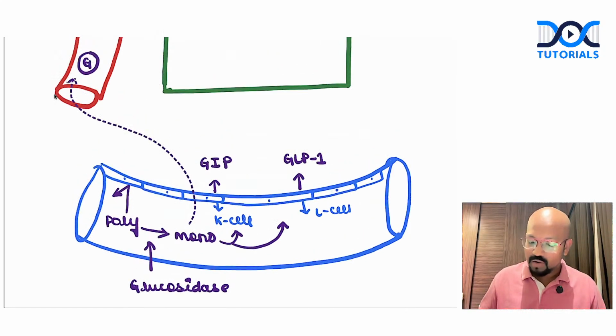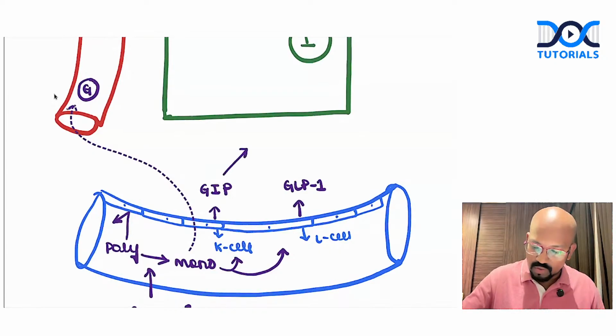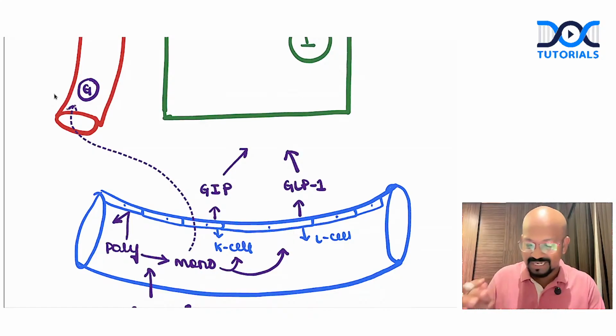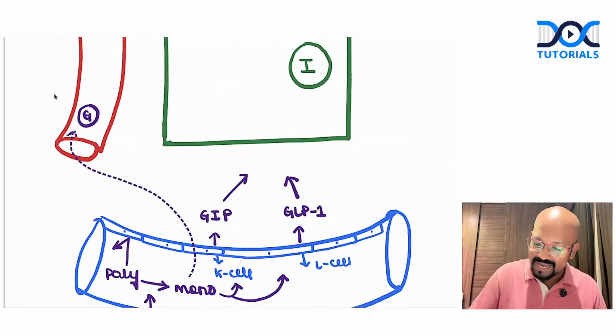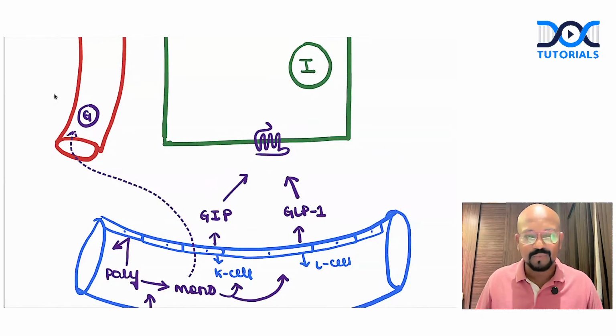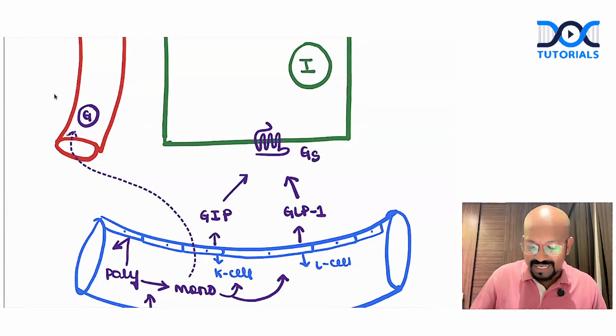So be it GIP or GLP, this molecule is going to bind with its own receptor on the surface of the beta cells of the pancreas. Here we have a receptor: 1, 2, 3, 4, 5, 6, 7, which is a G protein coupled receptor. As we all know, G protein coupled receptors are 7-pass transmembrane receptors, which pass through the membrane 7 times. This G protein coupled receptor is going to be Gs coupled.